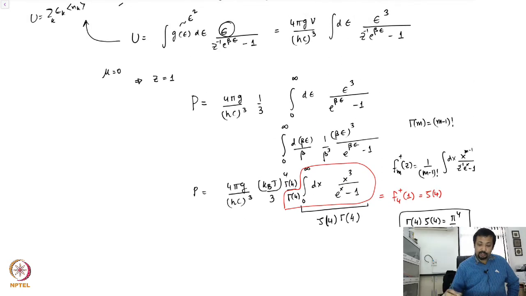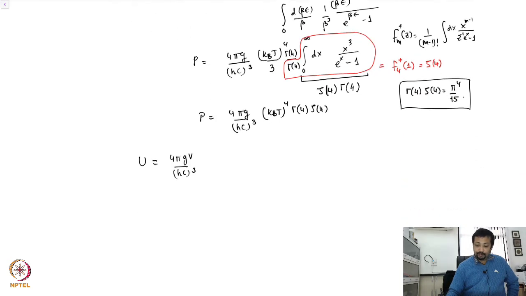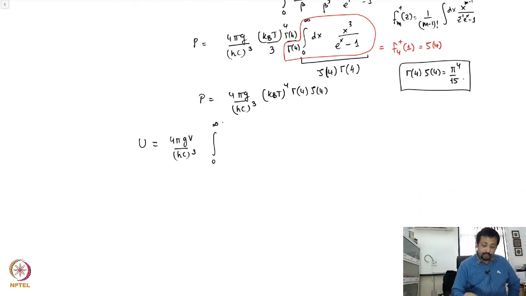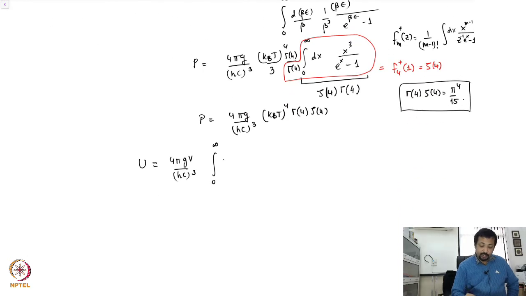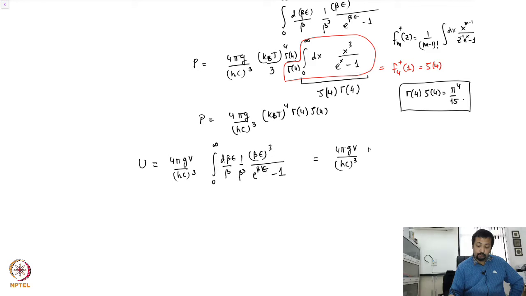Once again, if you look at the structure of this internal energy, I am going to have integral 0 to infinity. I have always missed out these integral limits, so please note that they always run from 0 to infinity. D of beta epsilon, the standard trick applies over here, 1 over beta^3, e^(beta epsilon) minus 1, and that is going to be 4 pi gV over (hc)^3, (kBT) raised to the power 4, again it's going to give you gamma 4, zeta 4.